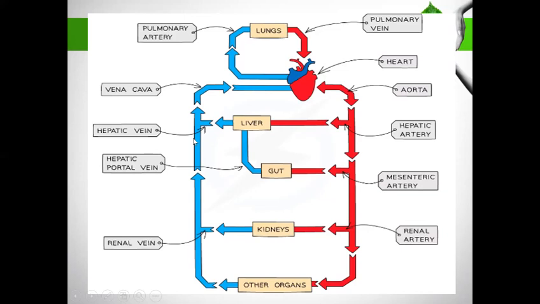Inferior vena cava transports deoxygenated blood from the lower region of the body, and superior vena cava collects deoxygenated blood from the upper region of the body. Okay, and then this blood enters into the right atrium.